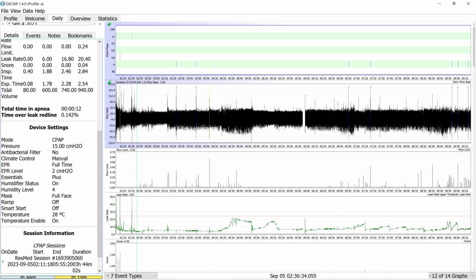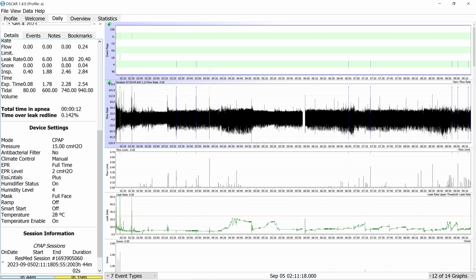Climate control, whether it's on automatic or manual. Expiratory pressure relief on full time, which means for the entire night. So when I exhale, the machine's pressure goes down a little bit to make it a little bit more comfortable. The level is 2 centimeters. So it goes down by 2 centimeters of pressure.